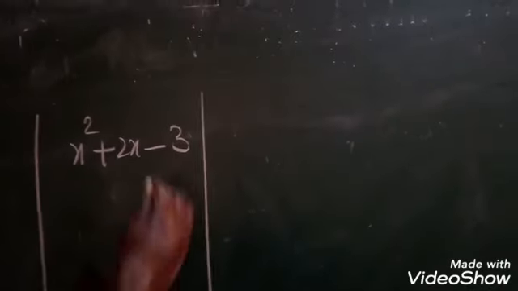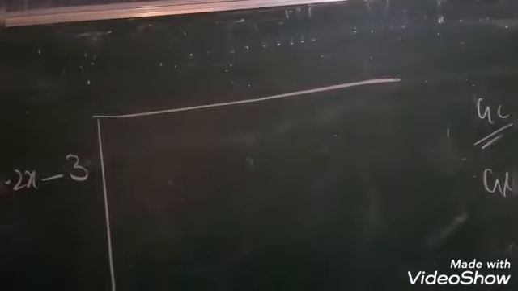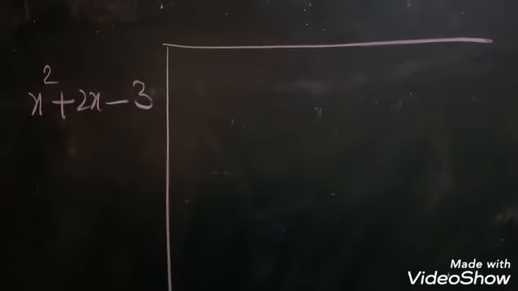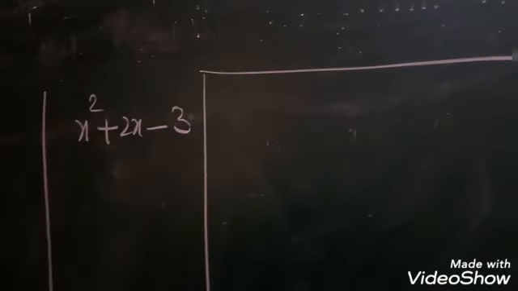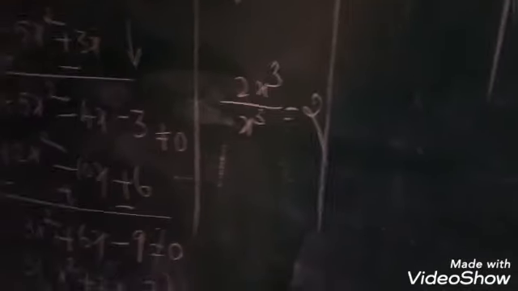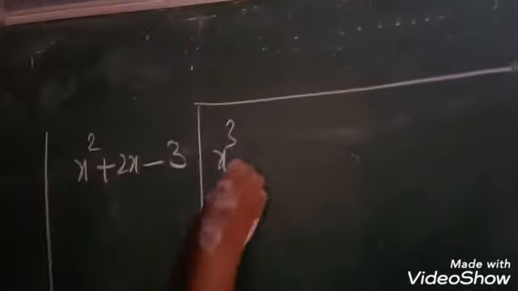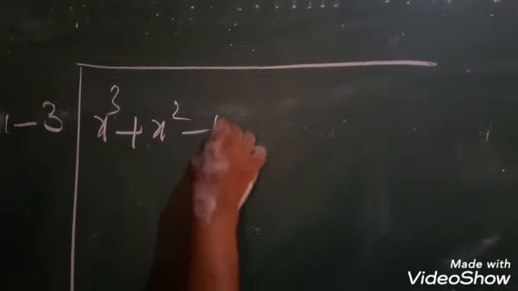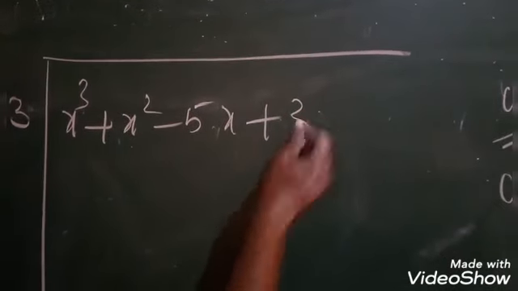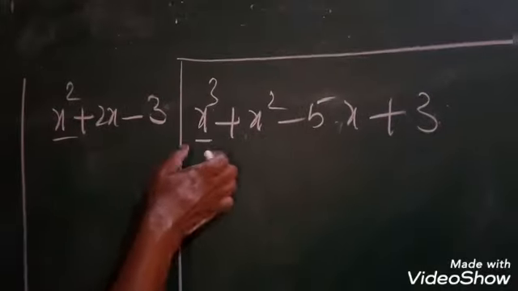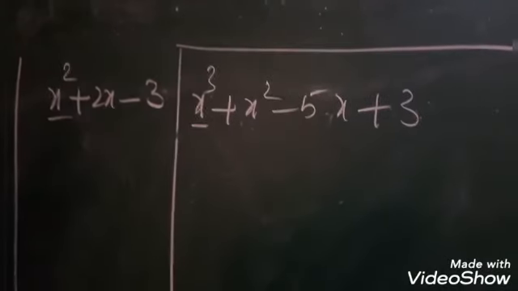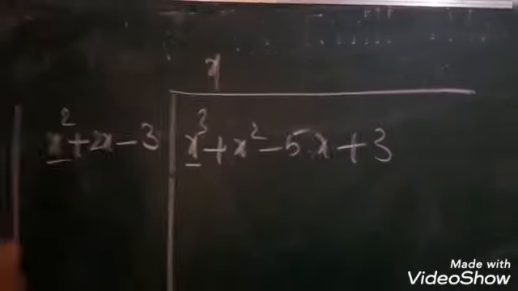Still the remainder should be 0, the division should go on. Okay girls, what is the divisor here? x squared plus 2x minus 3. The dividend is, yes, x cube plus x squared minus 5x plus 3. Now you have to divide. This is the dividend, this is the divisor. Now x cube divided by x squared, what is the answer? x. So you put x as the quotient.